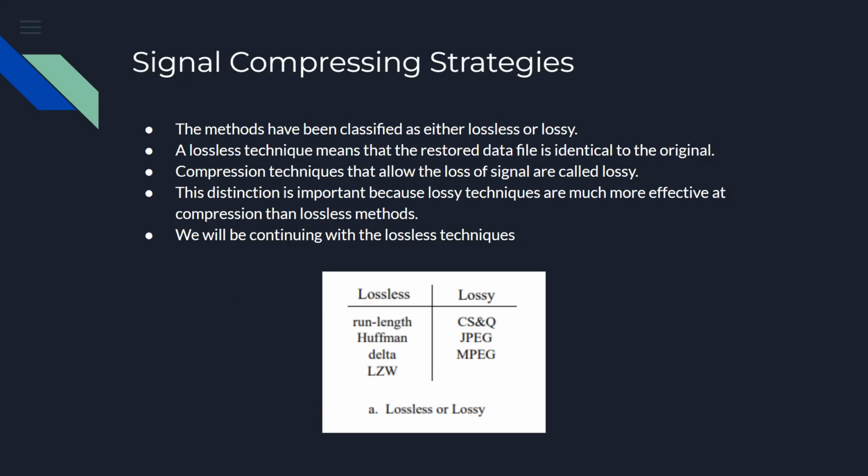In comparison, data files that represent images and other acquired signals do not have to be kept in perfect condition for storage or transmission. All real-world measurements inherently contain a certain amount of noise. If the changes made to these signals resemble a small amount of additional noise, no harm is done. Compression techniques that allow this type of degradation are called lossy. This distinction is important because lossy techniques are much more effective at compression than lossless methods. The higher the compression ratio, the more noise added to the data. Next slide.